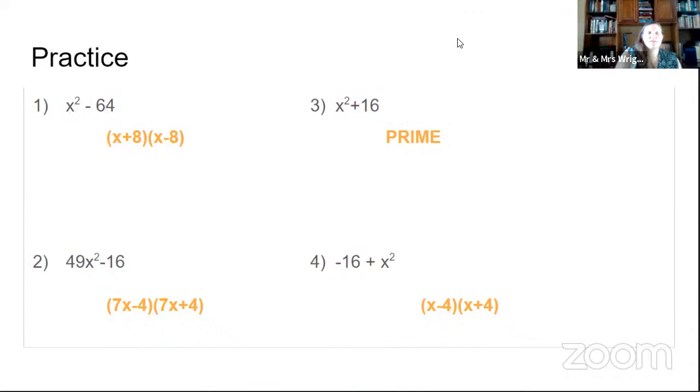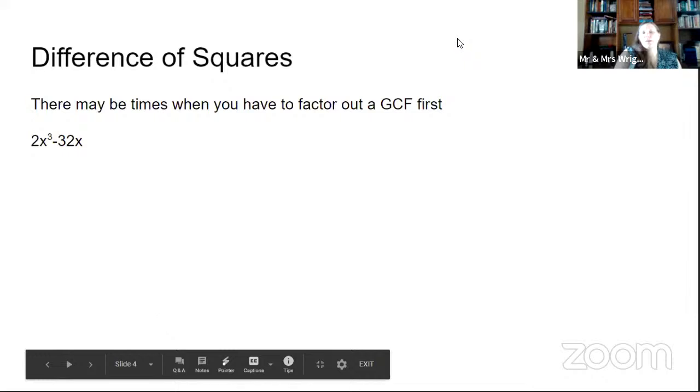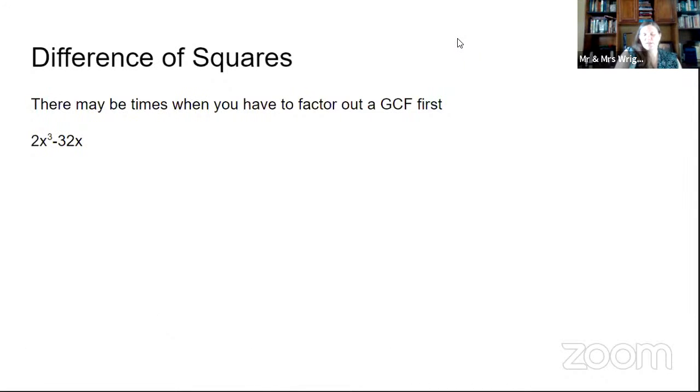All right. So I was jumping ahead of myself when I said we needed to factor out a greatest common factor. There may be a time when you have to do a greatest common factor first. Just like in the previous lessons, we learned that greatest common factor always comes first when you're doing factoring. So 2x cubed minus 32x. Let's think of something we can take out of all of those.